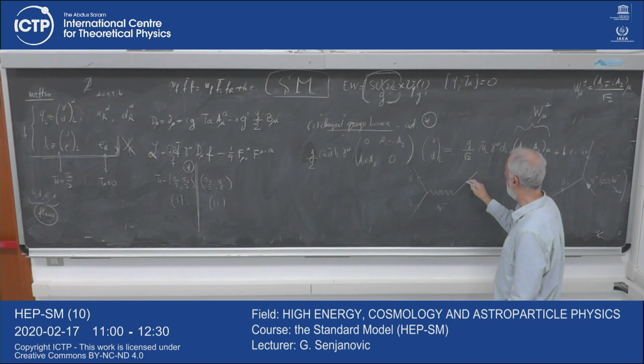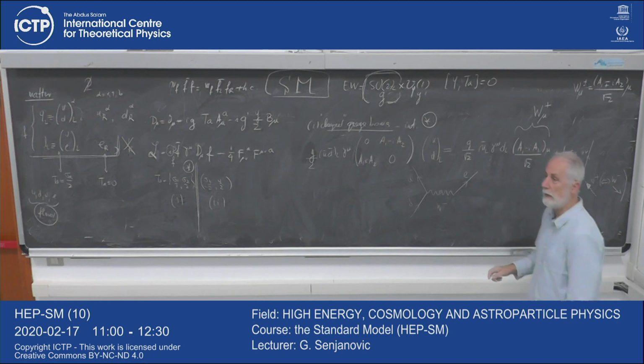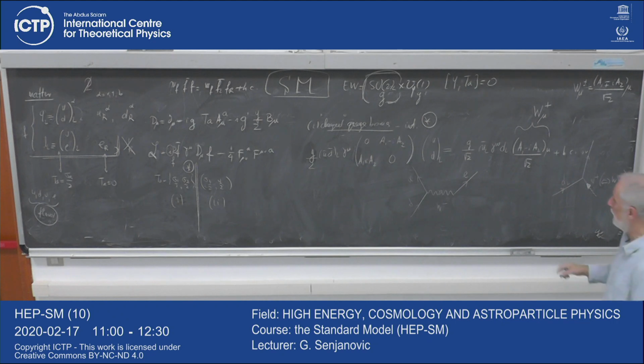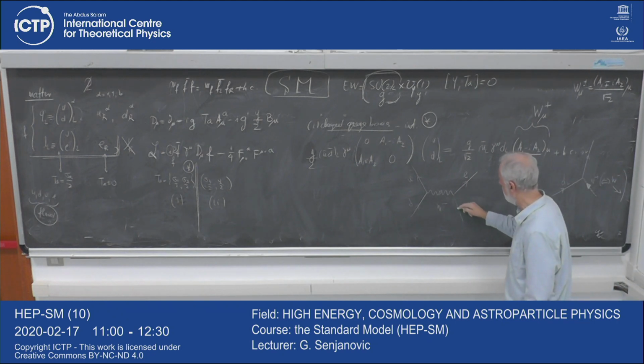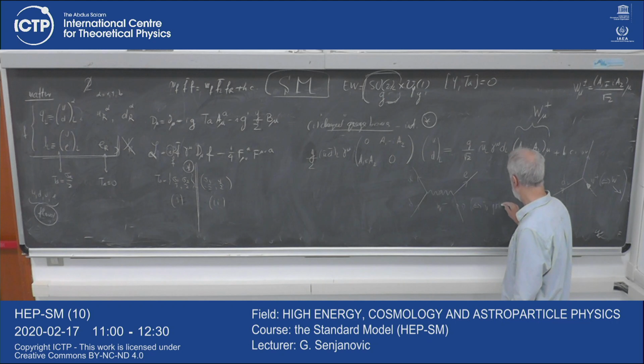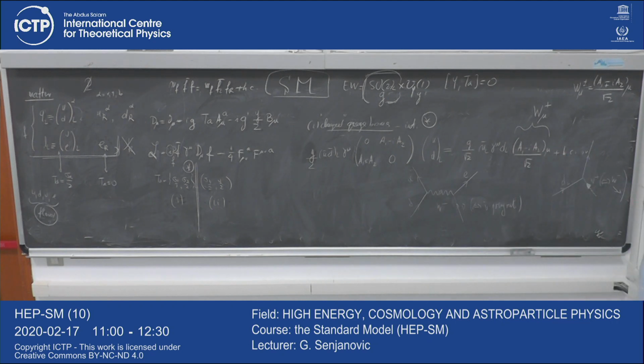And if I emit W minus, what I will get here is an electron coming out. Conservation of charge. A neutrino is entering. But that's equivalent to an anti-neutrino going out. This is my beta decay. Do you agree?